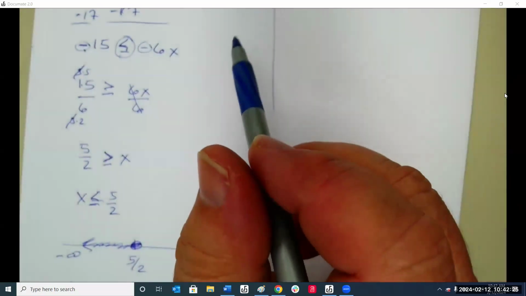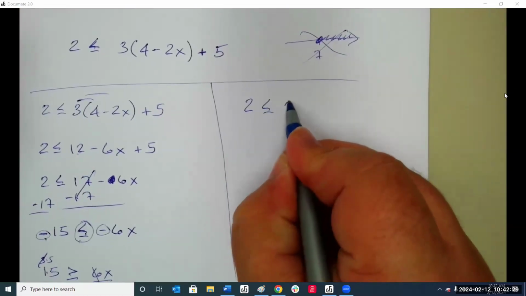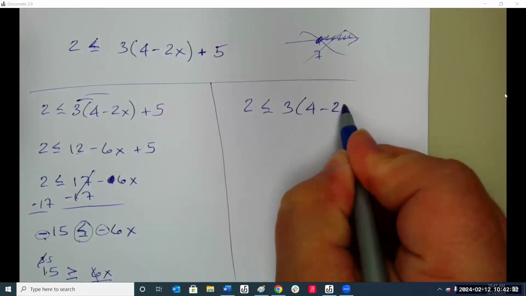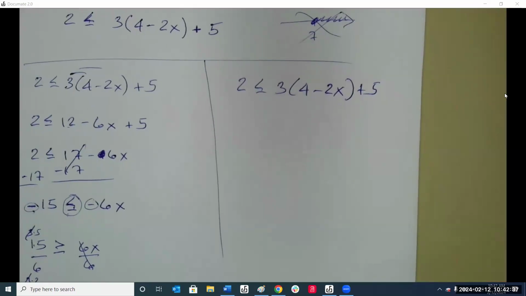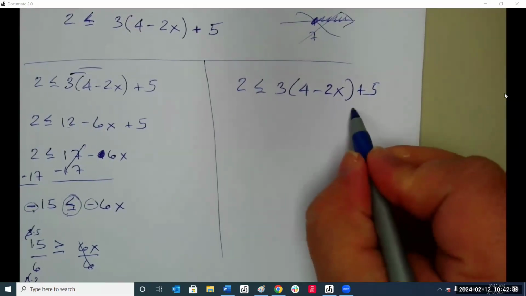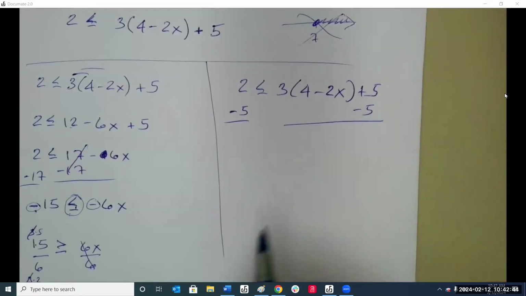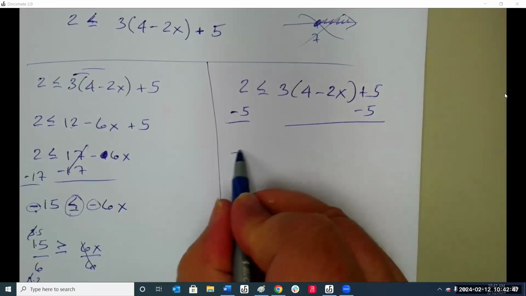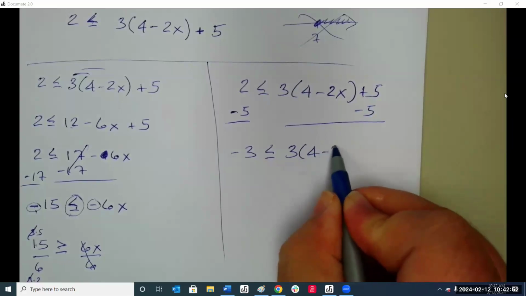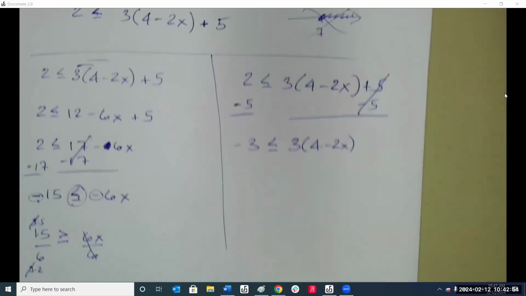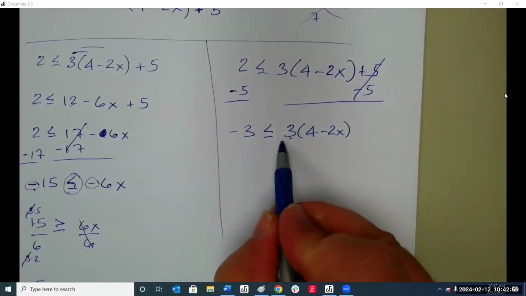Did we have to distribute first? No. Let's see. What could we have done first? Subtract 5. We could have got rid of what we don't need first. So we have negative 3, 4 minus 2x. Those cancel. Now what do we get rid of? We don't need a 3, so we divide by it.